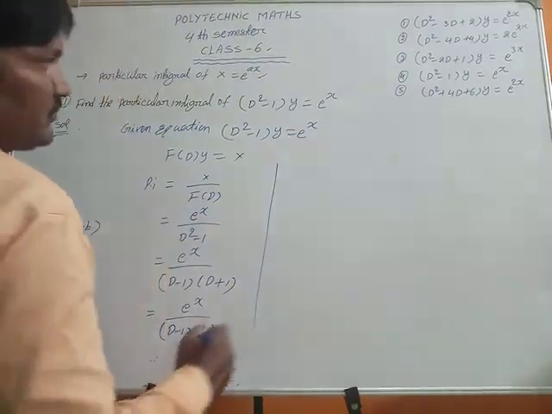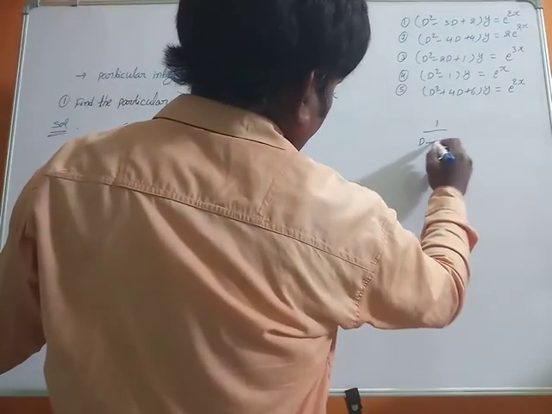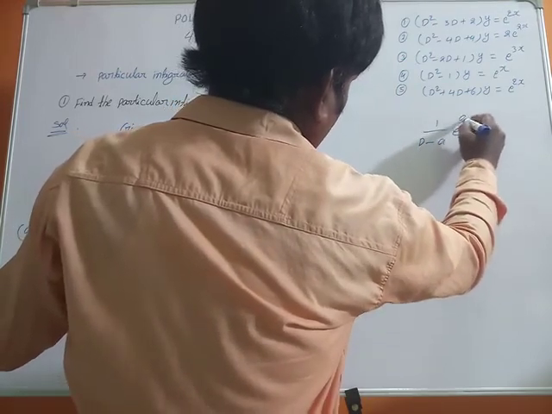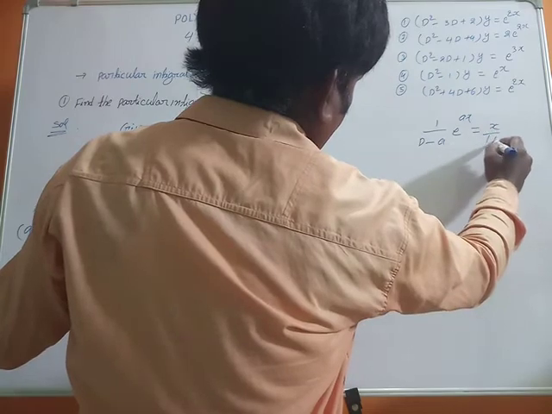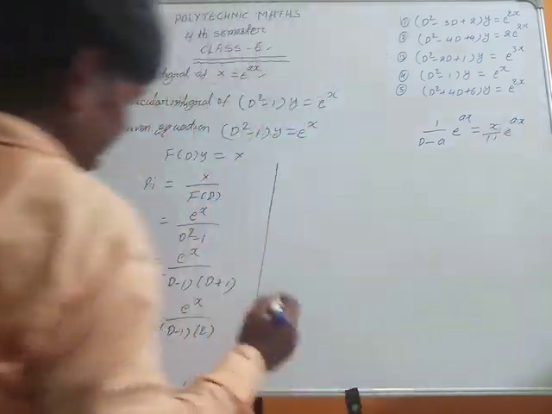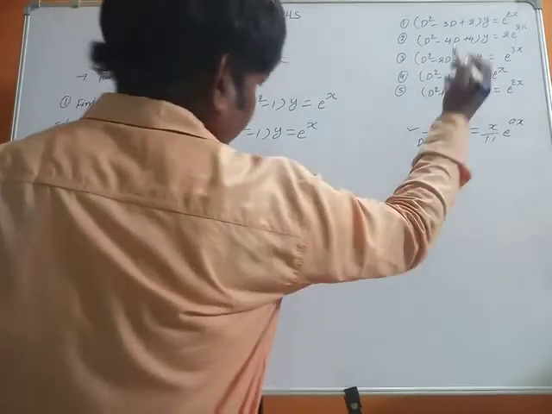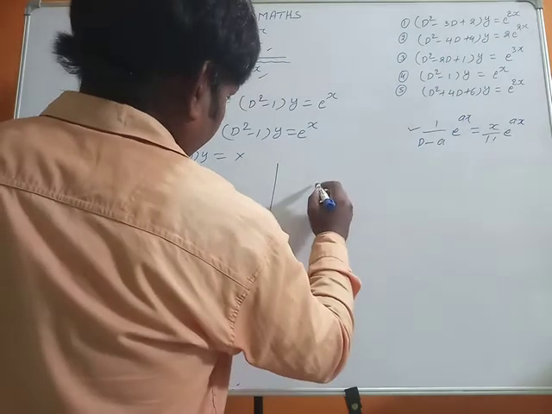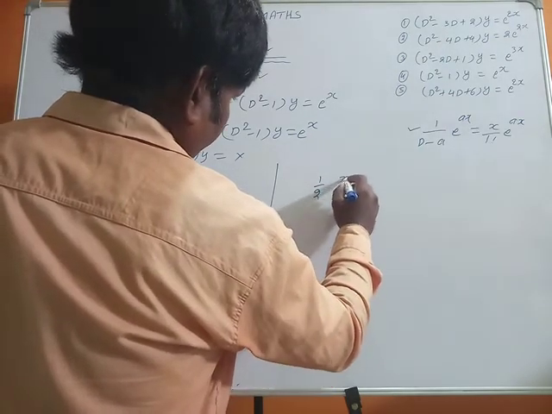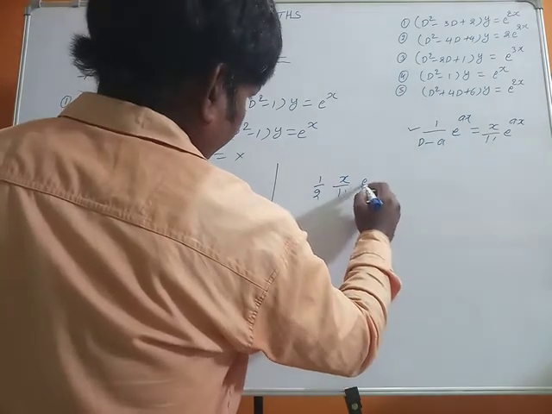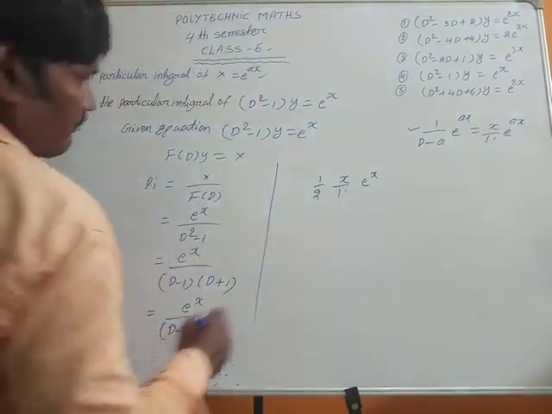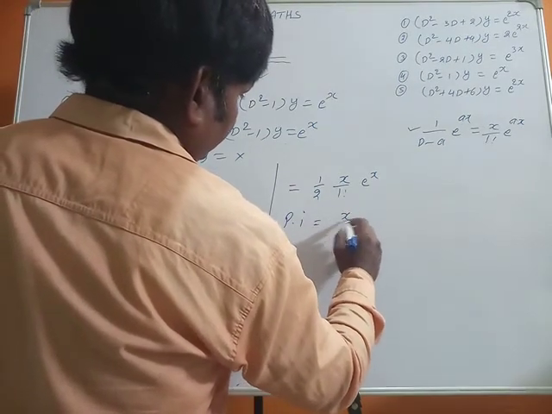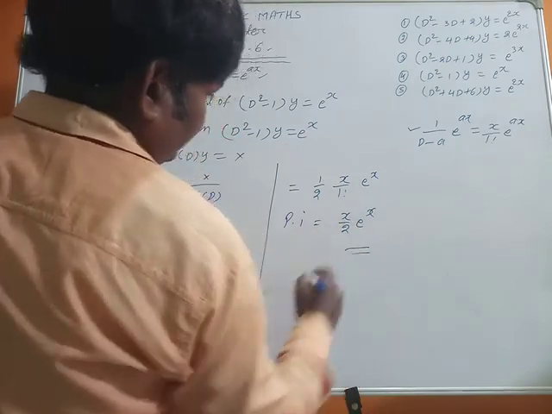So our general solution is 1 by d minus a into e to the power of ax is equal to x by 1 factorial into e to the power of ax. This is our basic concept, and that concept will be used here. So x by 1 factorial into e to the power of x. Our final answer, the particular integral of the given equation, is x by 2 into e to the power of x.